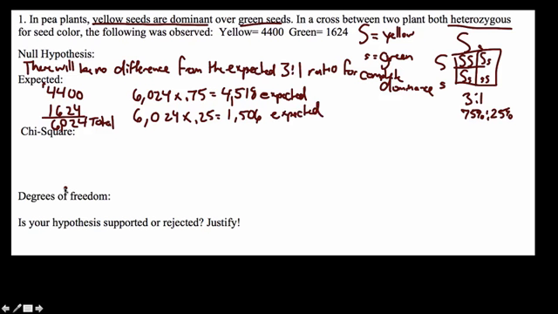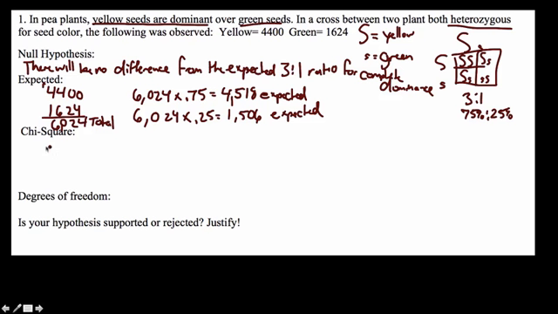All right. Now we have to perform a chi-square and see if these numbers are acceptable. When we look, we see 4,518. Is that close enough? Is there something else going on? Here, 1,624, we got 1,506. So are those close enough to the 3-to-1 ratio? Or is there some other mode of inheritance? Or is there gene linkage going on here?